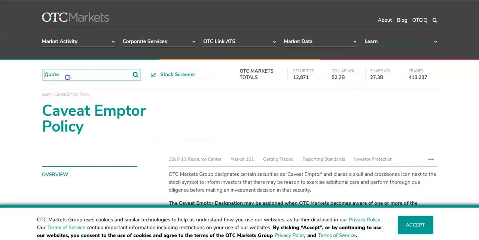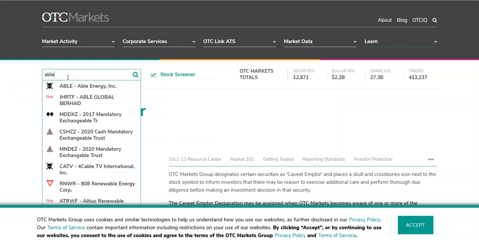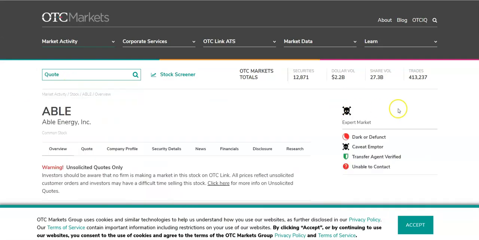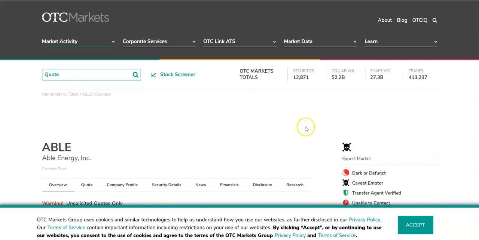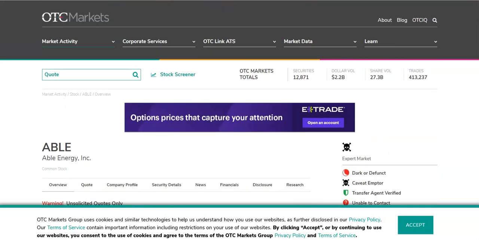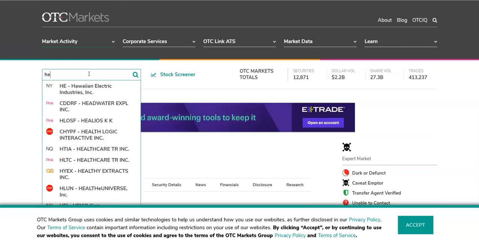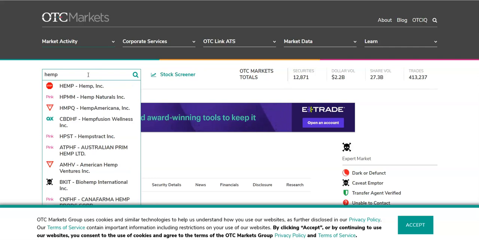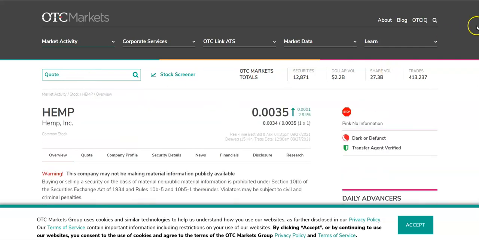If I go type in the ticker symbol ABLE, it's going to have that skull and crossbones that we talked about when we were talking about what a caveat emptor listing was. Okay, so we're going to check on our other stocks that we currently own. First one we're going to go over is HEMP Inc., ticker symbol HEMP.